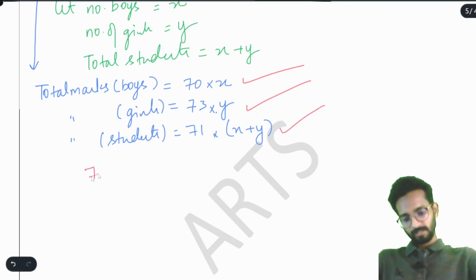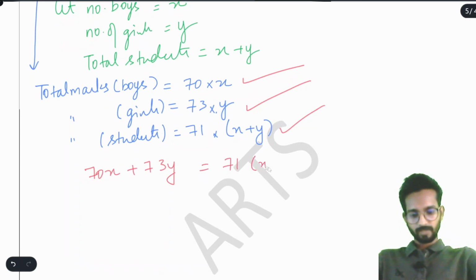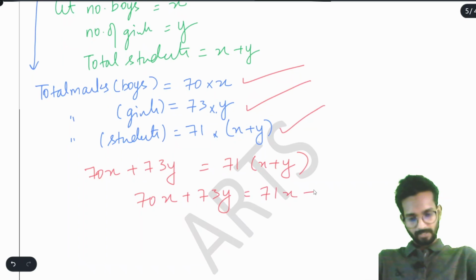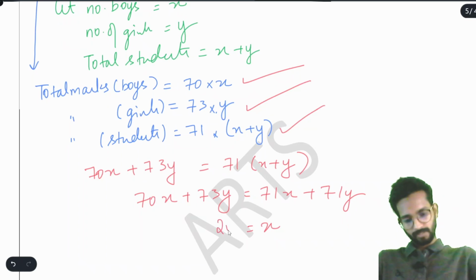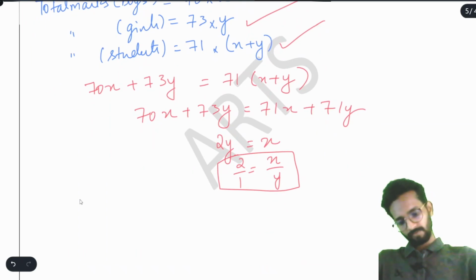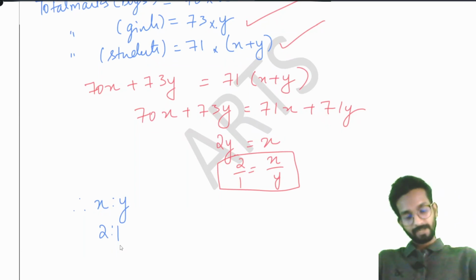Okay, so I can write here that 70x plus 73y must be equal to 71 times x plus y. Simple. Now solving this, it becomes 70x plus 73y is equal to 71x plus 71y. So x will come here, and it will be 2y. So it means x by y is 2 by 1, and this is the ratio for boys and girls. Therefore x is to y is nothing but 2 is to 1. It means boys are double the number of girls.